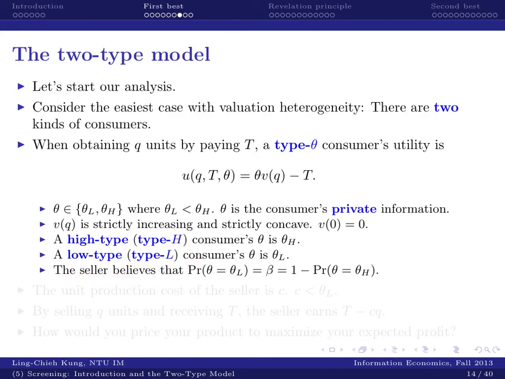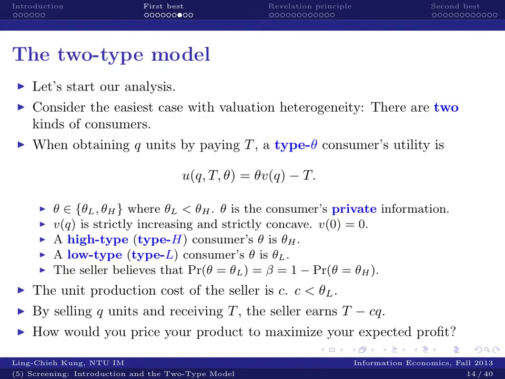The seller somehow believes or estimates that beta is the probability for one guy to be a low type, and 1 minus beta is the probability for one guy to be a high type. Or you may imagine there are 1,000 potential consumers, and beta is a proportion of low type consumers.